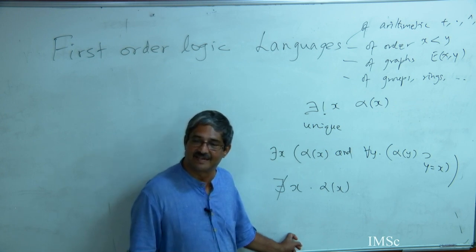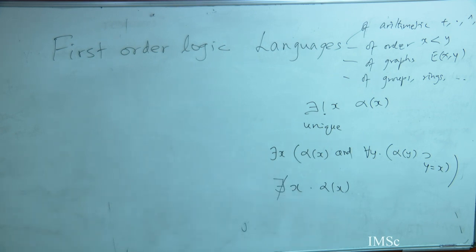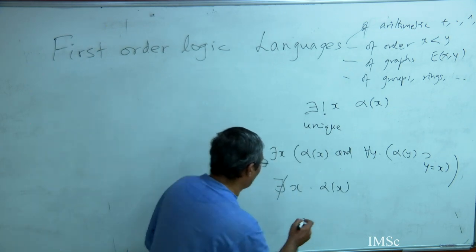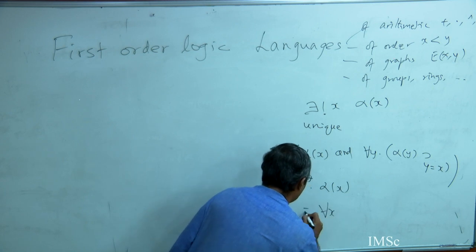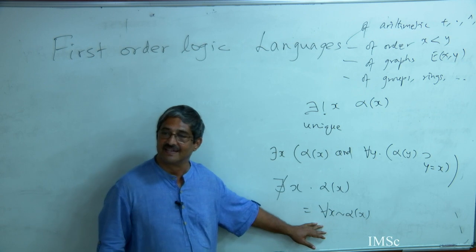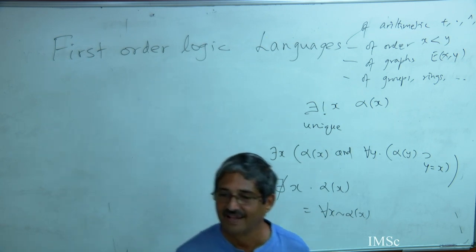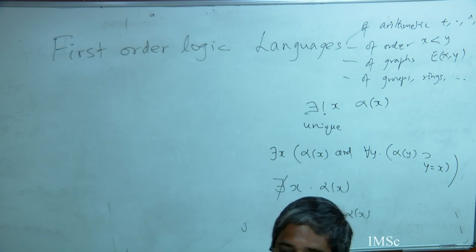Shubhankar? Yeah, I can use the negation. Precisely. Swapnil, is it? You should just tell me who it is so I know. You can always write: for all x, not alpha x. This is the same as saying there does not exist x. Okay, Swapnil, the ball is with you.